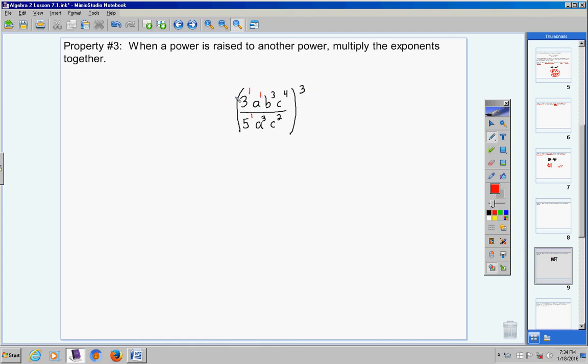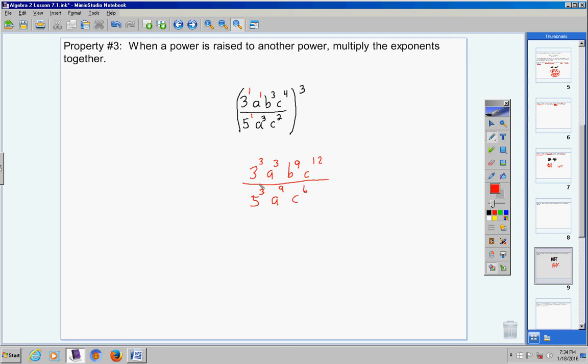So take your 3 and multiply it through. 3 times 1 is 3. 3 times 1 is 3. 3 times 3 is 9. 3 times 4 is 12. Now, denominator, 3 times 1 is 3. 3 times 3 is 9. 3 times 2 is 6.